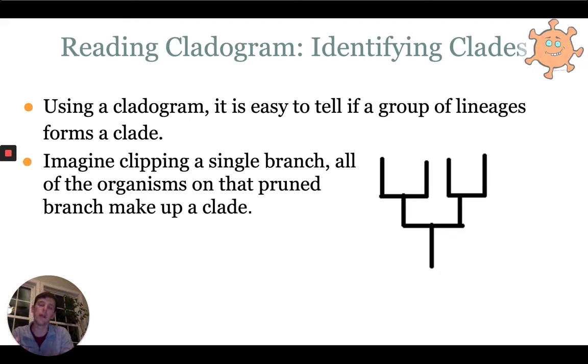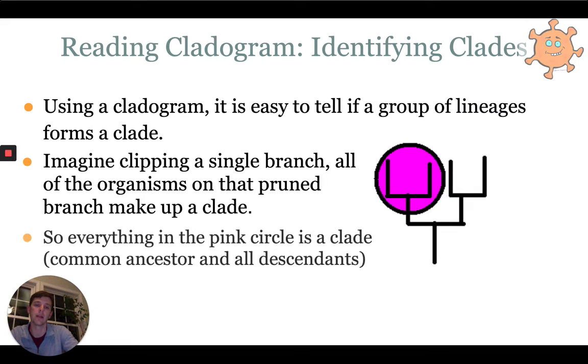All right, so if we can make one little cut, all of the ancestors that fall off of that diagram would be part of that clade. Here we can see on this particular one that we have the pink circle. Anything in that pink circle would be identified as a clade because we can make one cut, and that cut is right down here at the bottom. We cut it once, and everything within that circle is going to fall off at that particular place.